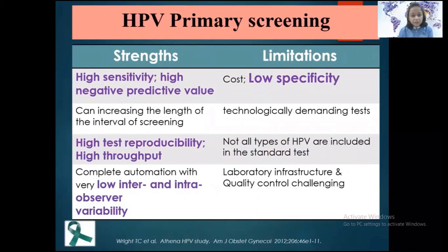Likewise, HPV primary screening has high sensitivity, high negative and positive predictive value, but has relatively lower specificity. However, this one is the most recommended test worldwide.